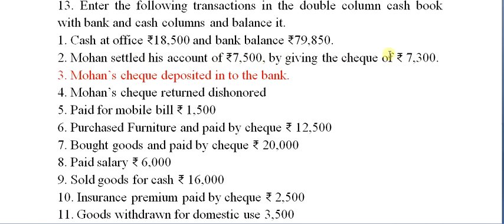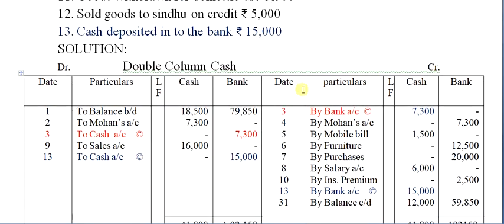Again, the second point we can see: Mohan settled his account of rupees 7,500 by giving a check of rupees 7,300. Here we are receiving the check, but it has not been deposited on the same day, so it should be treated as cash. It is a receipt only, so it should be taken under which side? Debit side. So second point, to Mohan's account 7,300. Why 7,300 in the cash column instead of the bank column? Because it is not deposited into the bank on the same date.